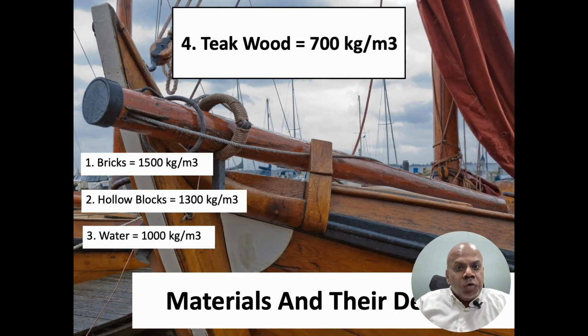Lighter than water, of course, wood. We all know that the density is 700. Now we know that the wood floats on water, right? So it is lighter than water. So the density is lower than water.